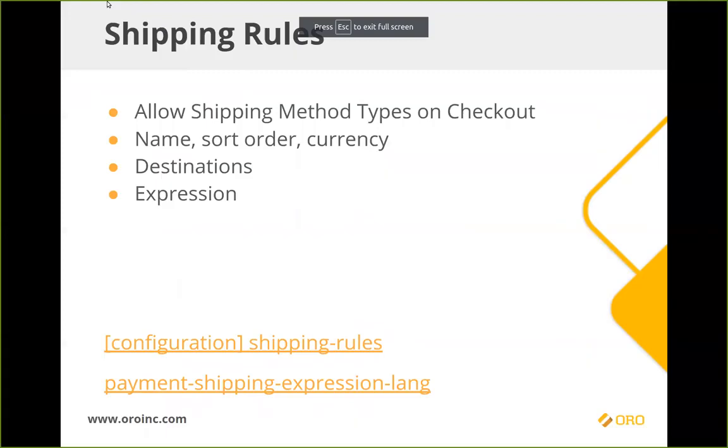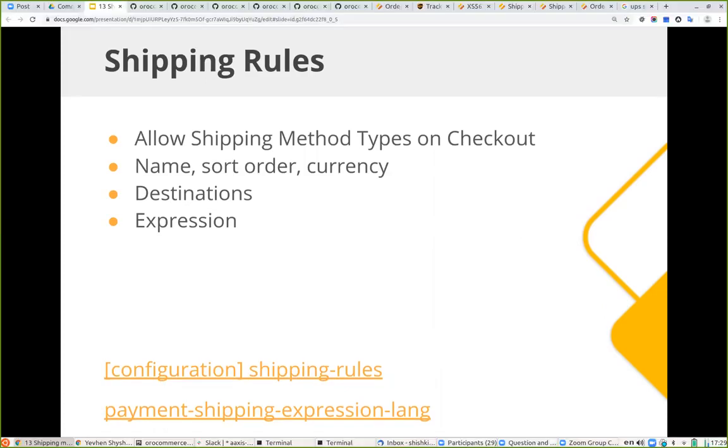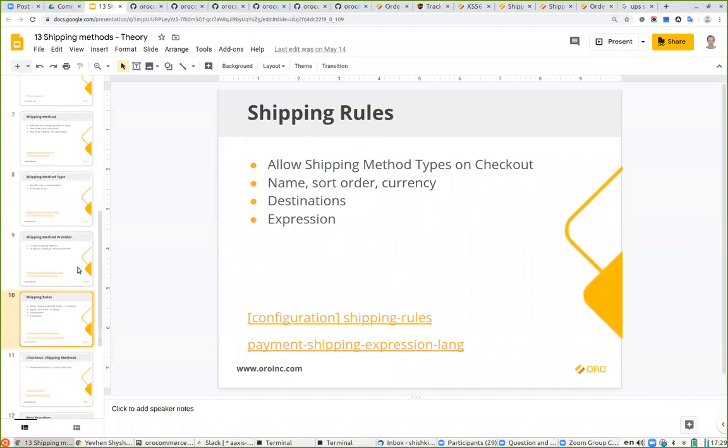And now the shipping rules. Shipping rules work pretty much the same way they work for the payment methods. So you can also specify name, sort order, currency. You can also use destinations. However, these will be shipping destinations, not payment destinations. You can use expressions, and one more thing: for some methods you can also specify prices or additional values, like for example a handling fee or packing fee.